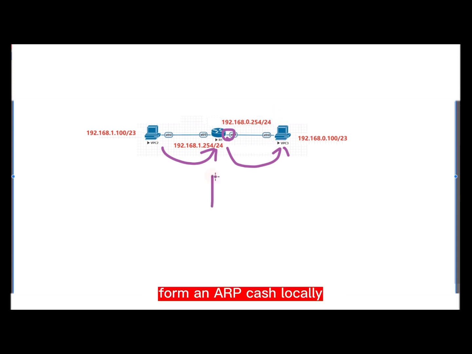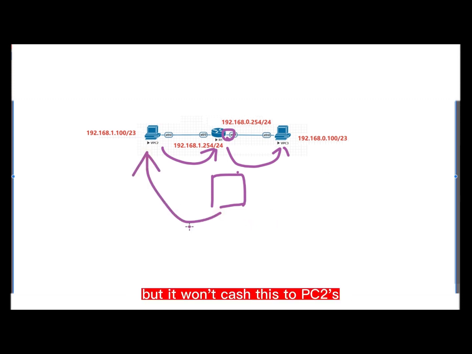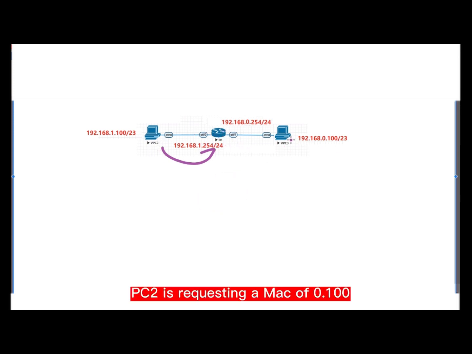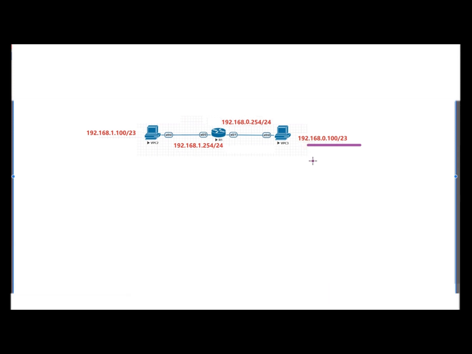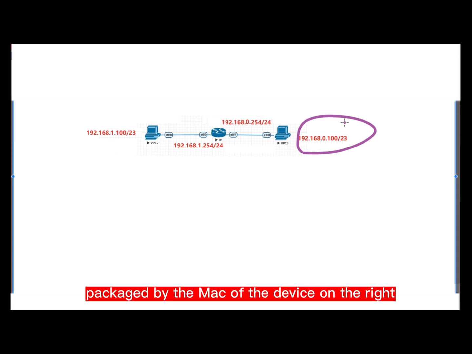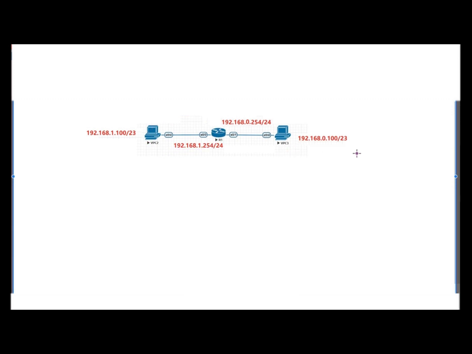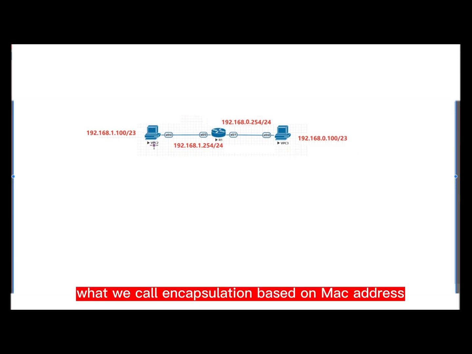Later, it forms an ARP cache locally. But although there is a local cache, it won't cache this to PC2's. That is, PC2 is requesting a MAC of 0.100. While R1 has gotten its MAC, it also doesn't tell PC2's. If the left device is really packaged by the MAC of the device on the right, PC2 is under this broadcast domain and can't reach PC3. That is what we call encapsulation based on MAC address.